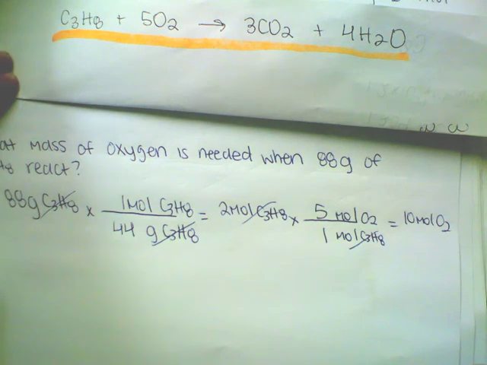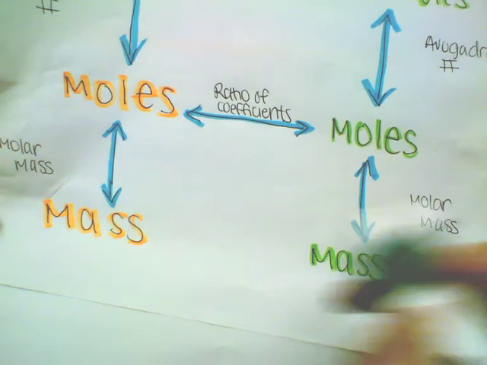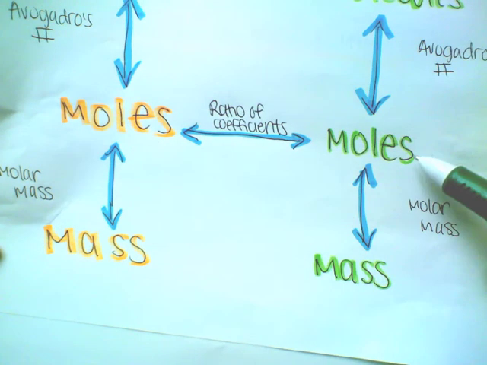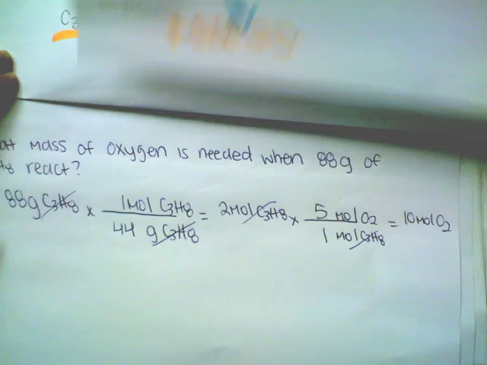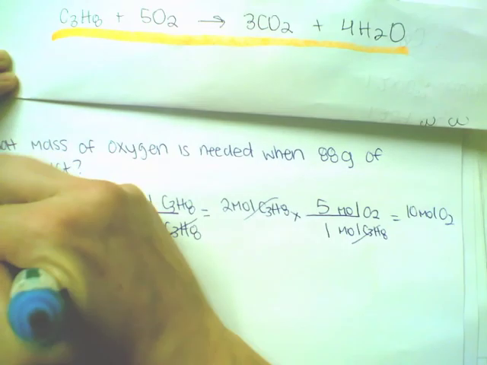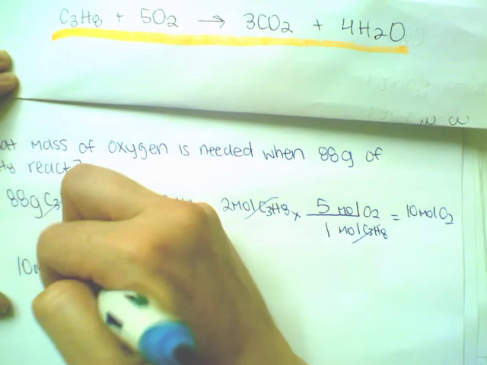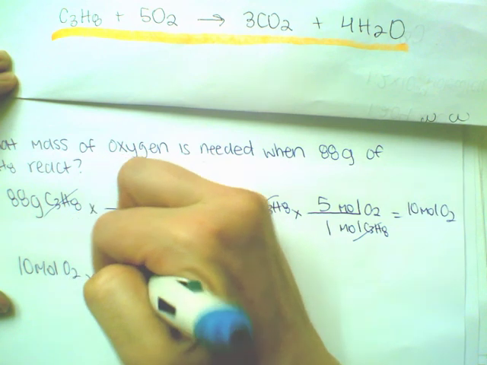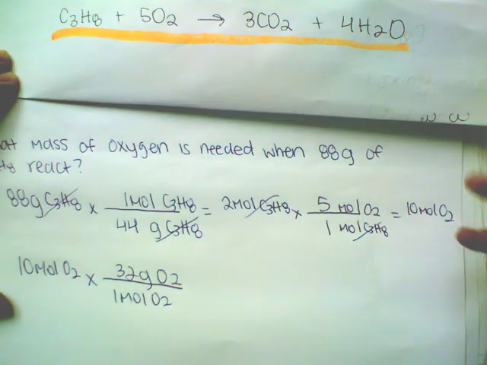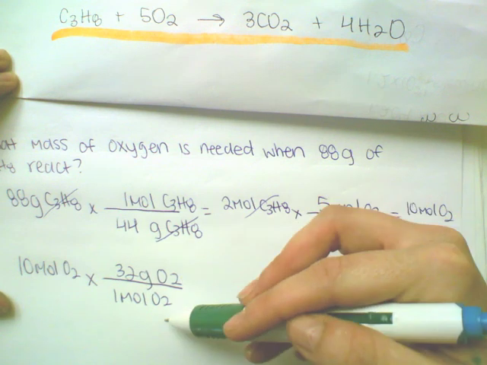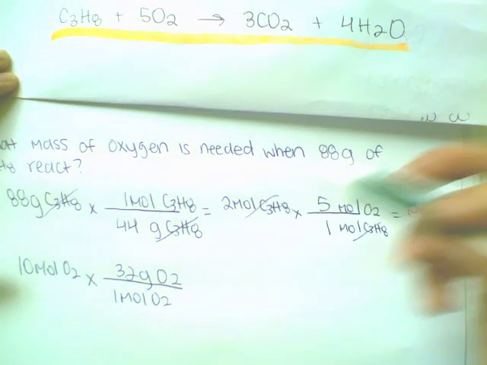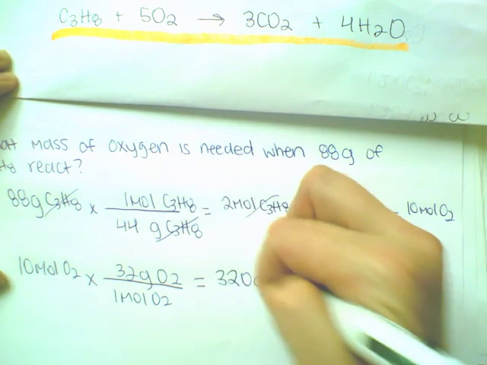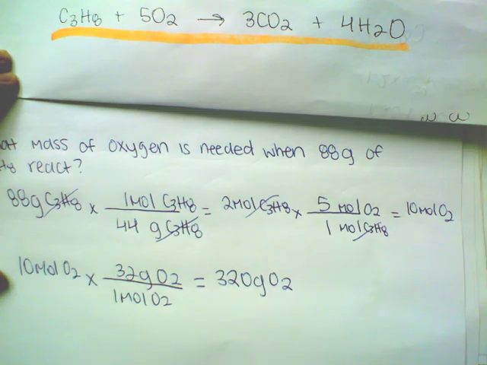Okay, so if you go back to the graphic organizer, we have gone from mass to moles, from moles to moles of something else, and now we're going to convert that into grams. So I have 10 moles of oxygen. Okay, and in 1 mole of oxygen, we've got 32 grams of oxygen. Okay, so if I had a 32 gram sample of oxygen, that would be 1 mole, or 1 mole has a mass of 32 grams. And 10 times 32 is 320 grams of oxygen. Okay, and we already have the correct number of significant figures.